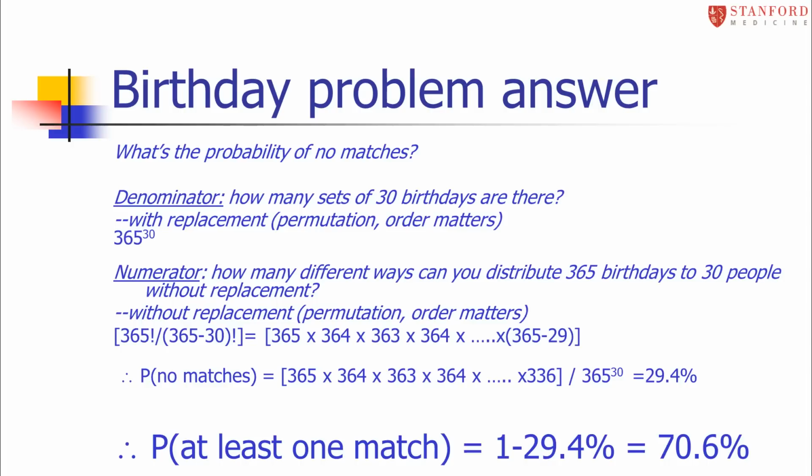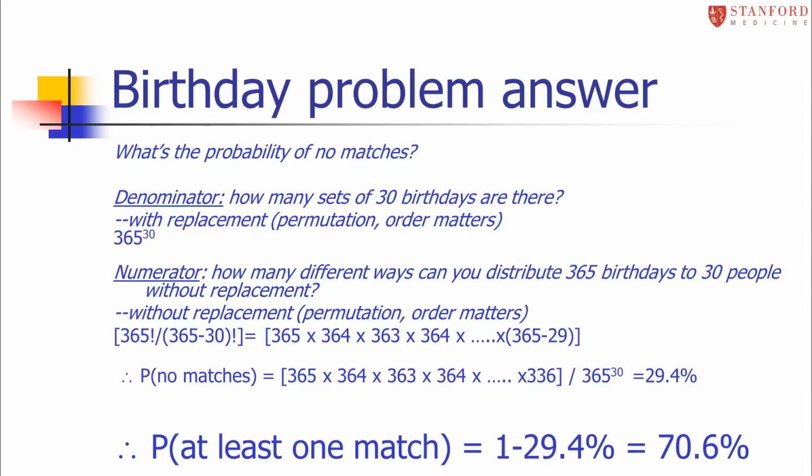Since it has replacement, and I haven't told you how to do replacement where order doesn't matter, we're going to clearly be doing in the denominator a permutation. We're going to consider order. How many different sets of 30 birthdays are there where we consider order? It's going to be 365, if this is ignoring leap years, 365 birthdays raised to the 30 power, because we're allowing that people could repeat birthdays. That's all the possible sets of 30 birthdays considering order.